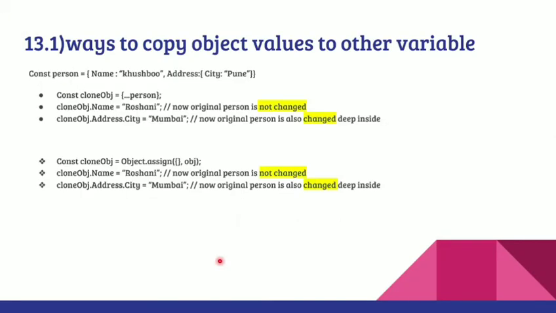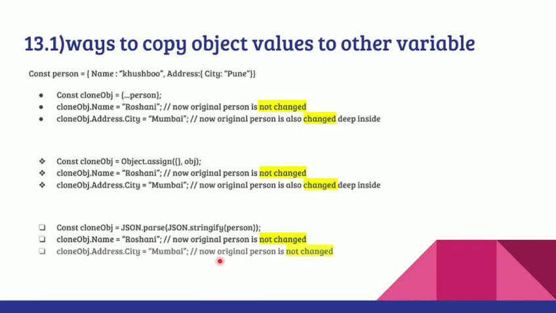Now we will see the third way, called the JSON.stringify and JSON.parse method. We will try to copy the object using JSON.stringify now. When we use the JSON.stringify method, whether we change the value of a primitive data type inside the object or a non-primitive data type inside the object, it will not affect the original object at all. How it behaves, we will surely see now.